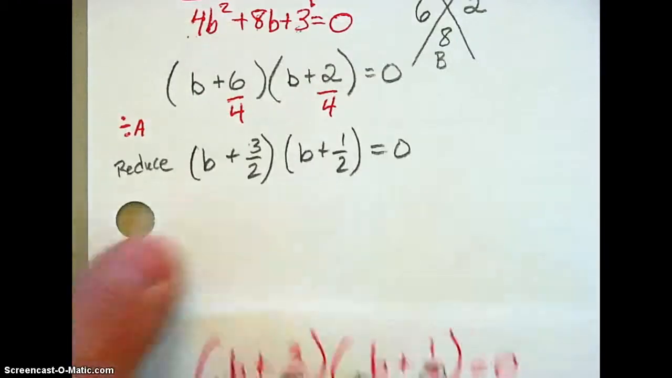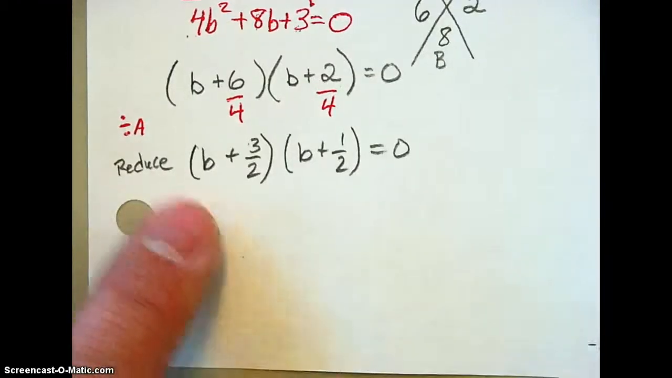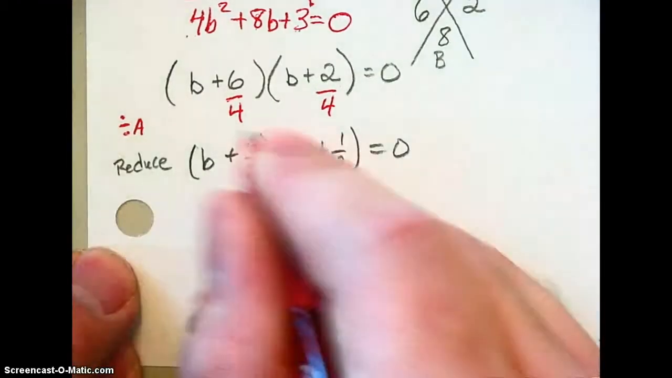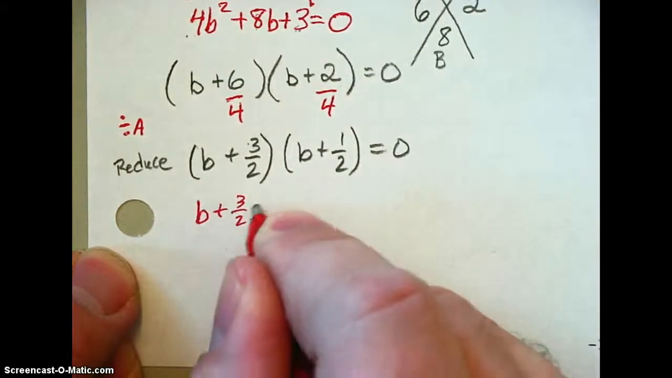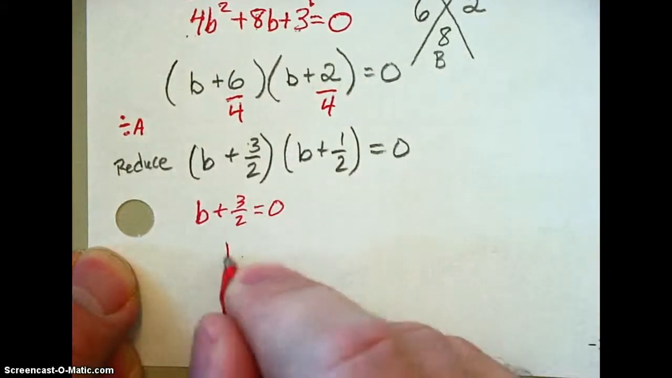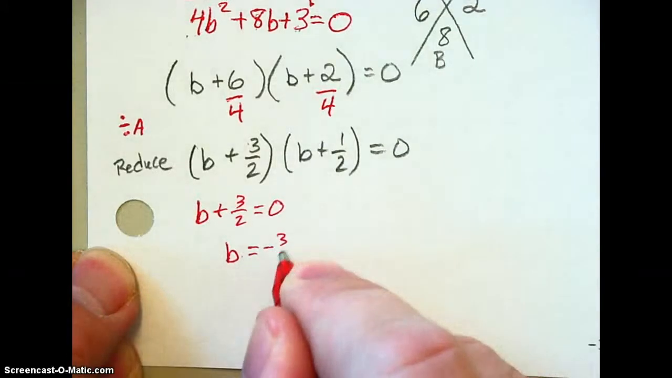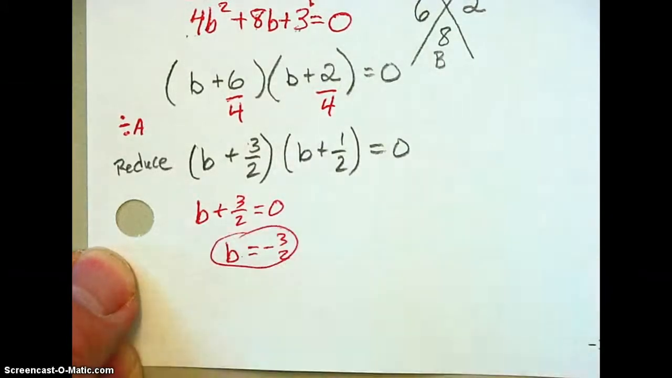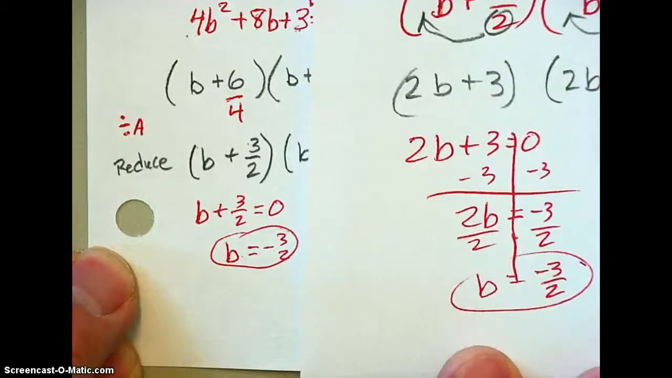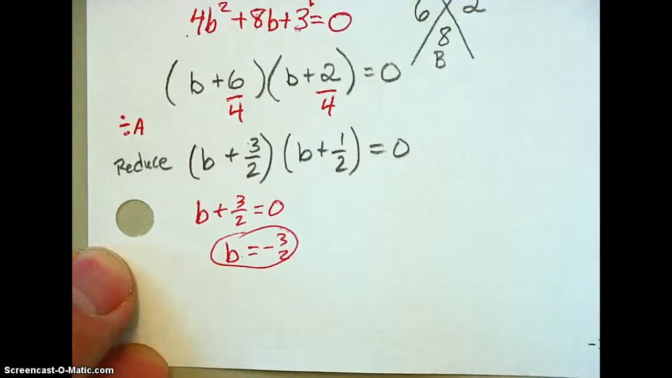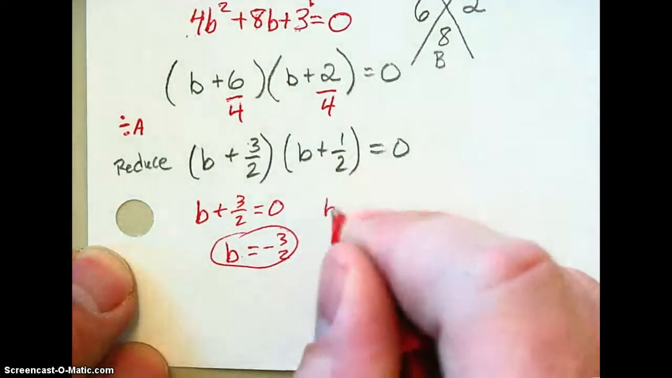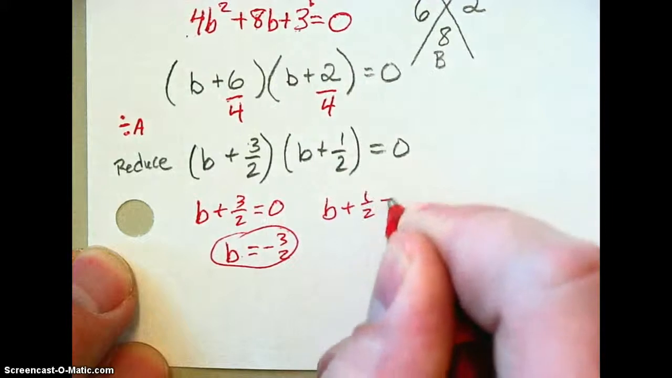So if we look at this one right here, if I just set this thing equal to 0 before moving a out, if b plus 3 halves equals 0, what does b have to be? Negative 3 halves. Same answer, right? Okay. So what's the answer to this one going to be? Negative 1/2. Yeah, negative 1/2.